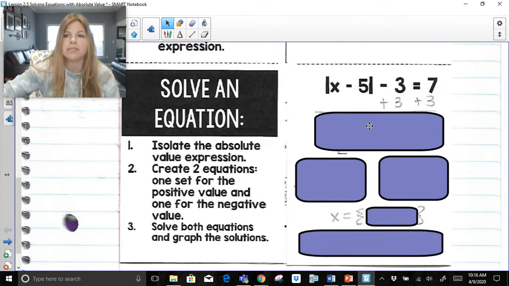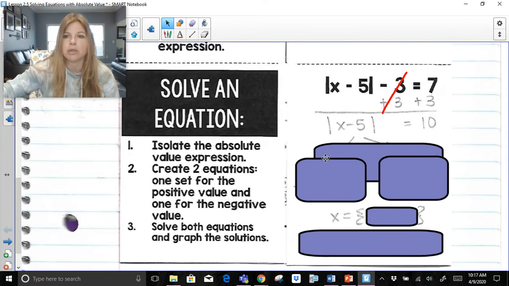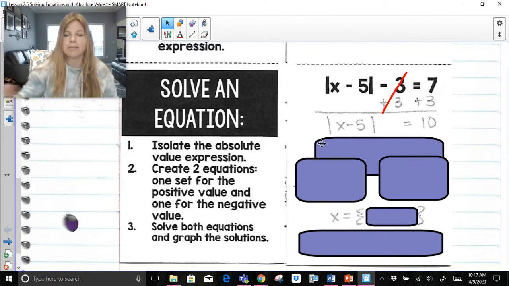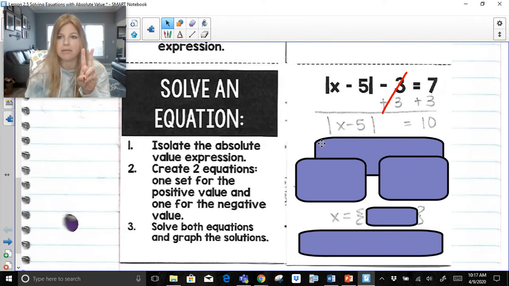So that's our first step, is to get the absolute value expression to be by itself. So we're going to add 3 on both sides, and now this is our result. Absolute value of x minus 5 equals 10. Okay, good. So step 1, done. Step 2, create 2 equations, one set for the positive value and one for the negative value.